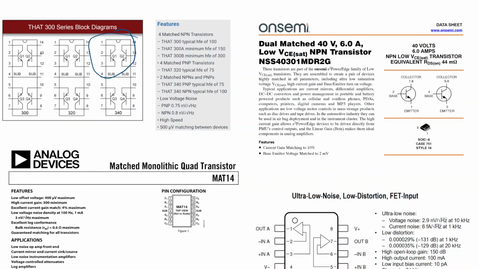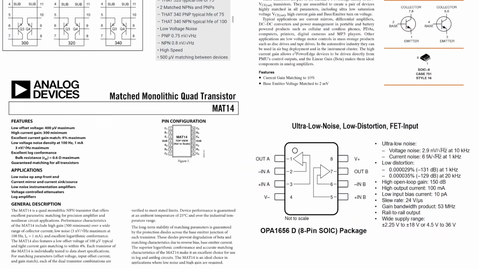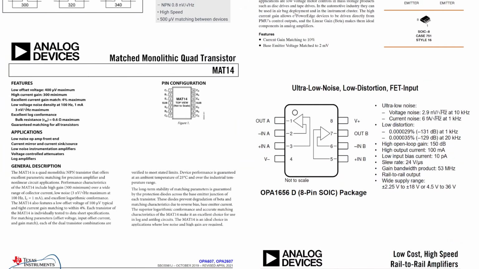For example, there you go, and there you go. Alternatively, we can use a solution from onsemi, and that also in this dual transistor matched package for NPN transistors provides an option for us. And ultimately, a more expensive but more famous one is the MAT14 from Analog Devices that provides quad matched transistors. We can use two of them.